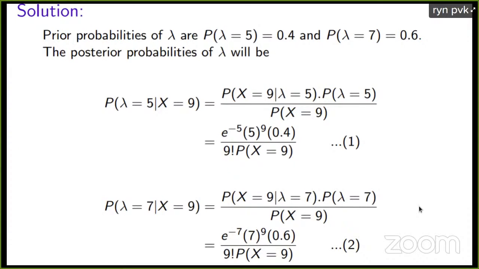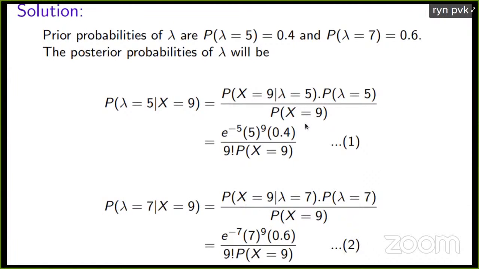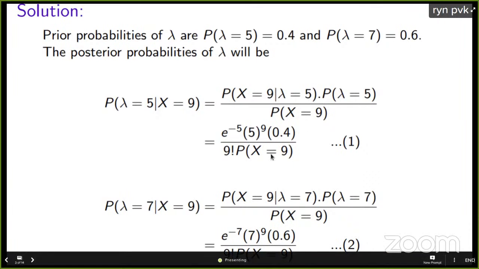By using the Bayes rule, or conditional probability: the probability that lambda equal to 5 given that x equal to 9 has numerator probability that lambda equal to 5 intersection x equal to 9, divided by probability that x equal to 9. That numerator can be written as probability that x equals 9 given that lambda equal to 5, times probability that lambda equal to 5. What we know here is the probability that lambda equal to 5, which is 0.4, correct? And how to find the probability that x equal to 9?